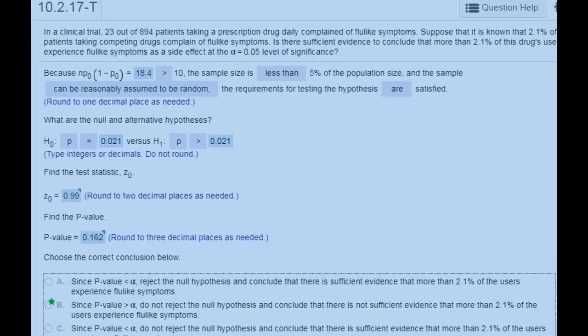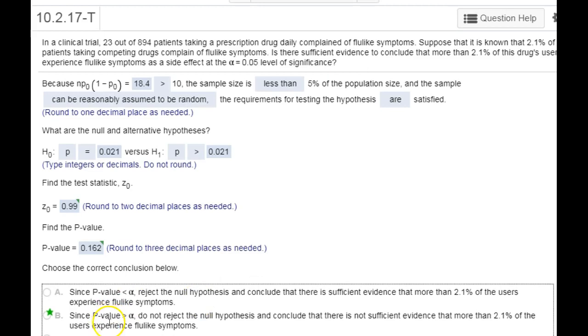Let me pull it up on the screen. Since the p-value is greater than alpha, we do not reject the null hypothesis. And so what that means is we can conclude there's not sufficient evidence to accept the alternative, which was stating that more than 2.1% of users experienced flu-like symptoms.